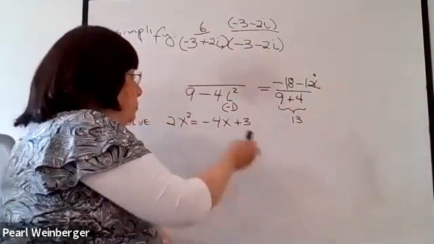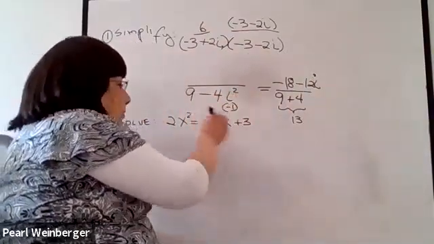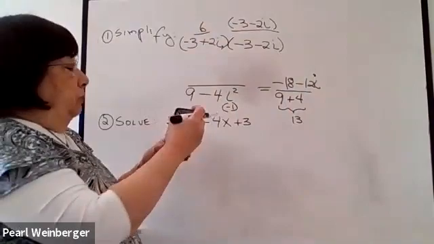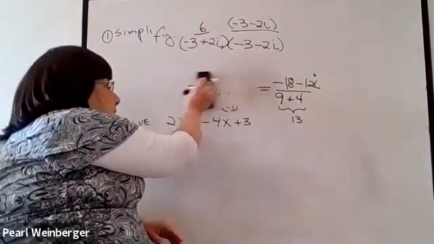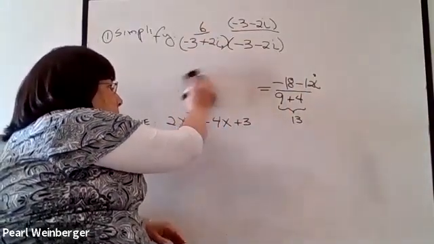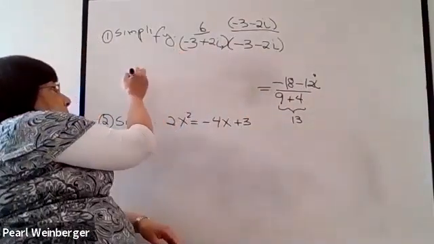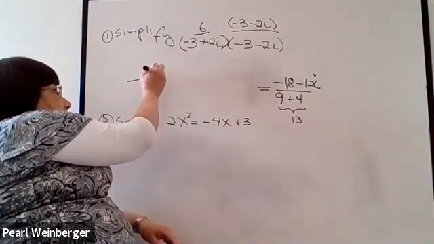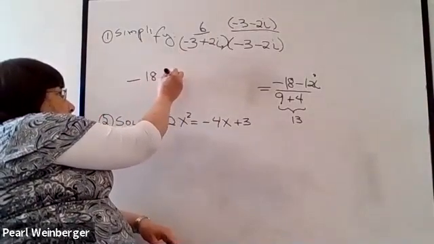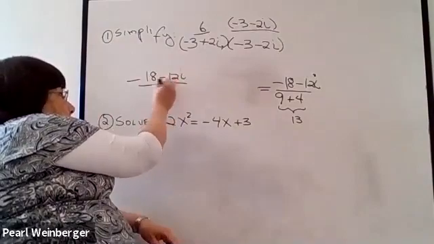So my answer, let me just go over here and put the answer over here. The answer can be written in two ways. Negative 18 minus 12i all over 13.